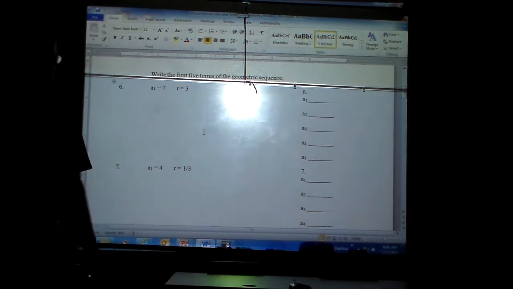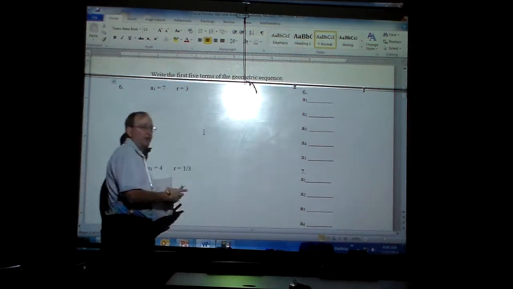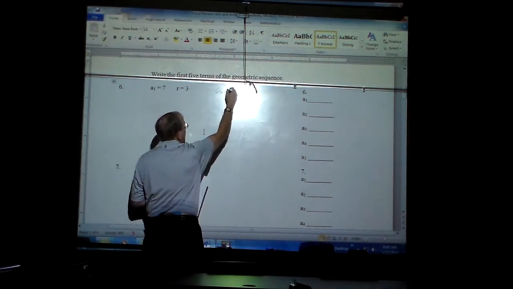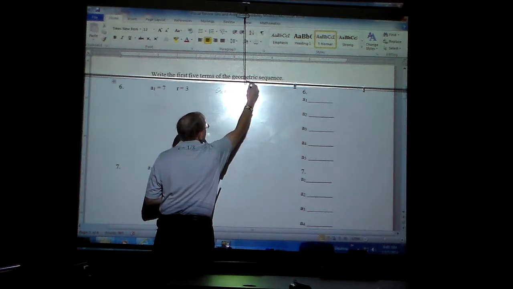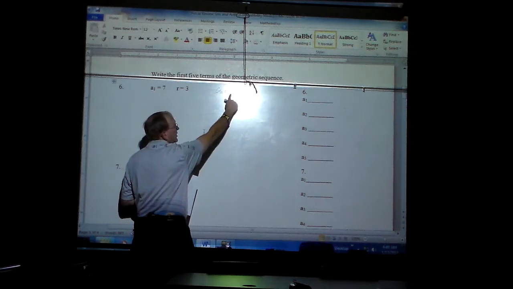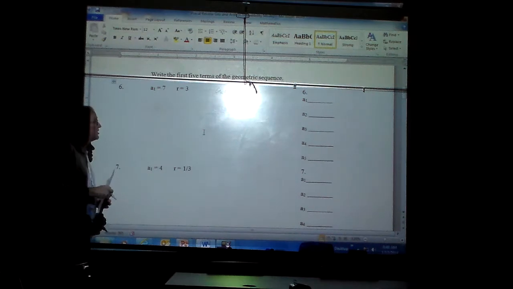Hello, we're going to write the first 5 terms of a geometric sequence. But one of the first things you need to know is the formula. To find any nth term, you take the first term times r to the n minus 1. And the reason it's n minus 1 and not n is because you already have one of the things right here, your very beginning first term, where r is in a sense the ratio.